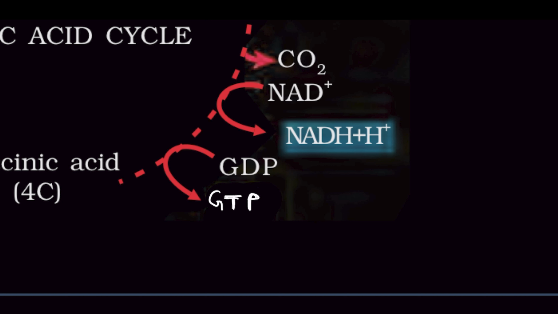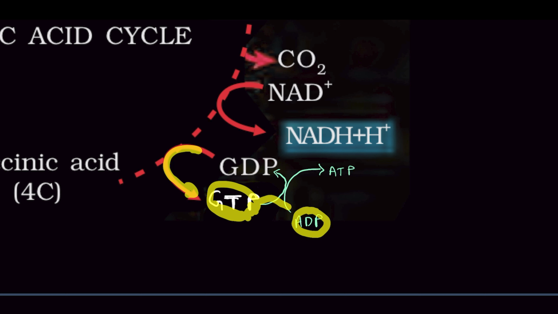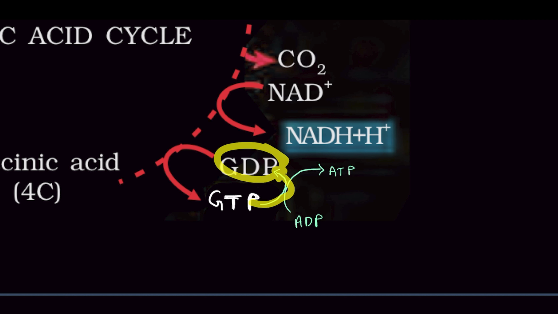See, this GTP will give its phosphate to ADP, right? And ADP will become what? ATP, and this GTP will become GDP again. See what happened here. Pay very close attention. GDP here got a phosphate and it became what? GTP. Then this GTP gave its phosphate to ADP, and then the ADP became ATP, and GTP became GDP again.